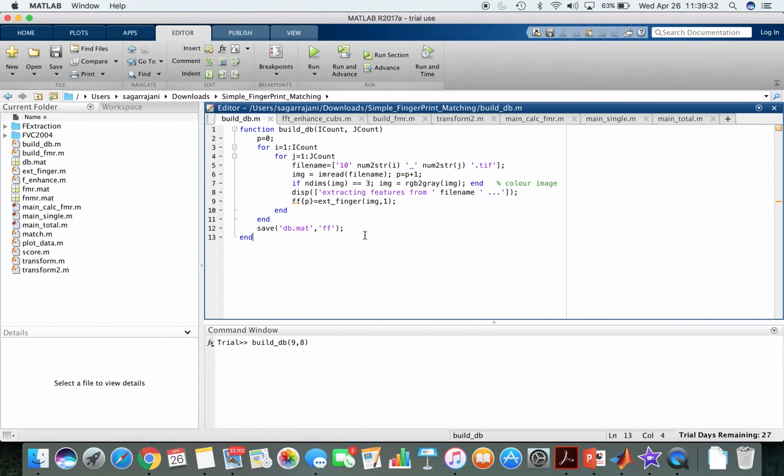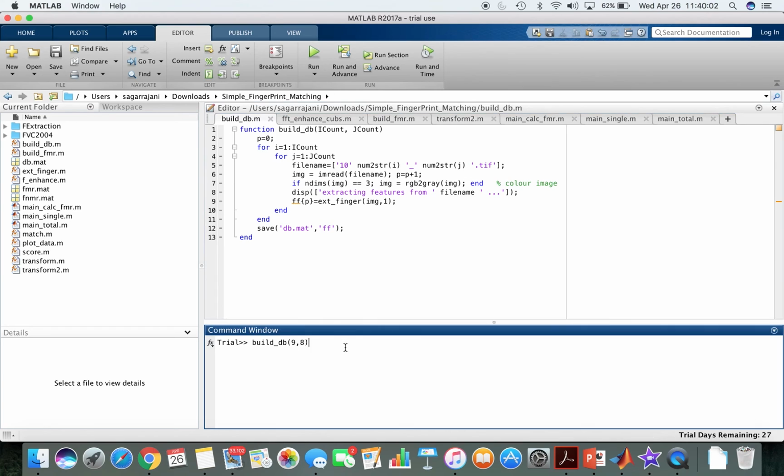In feature extraction, the first thing that happens is image enhancement. Under image enhancement, all the images are enhanced to look much clearer. Then there's image segmentation, where all the unnecessary things from the images are removed. The third thing is minutiae extraction. The minutiae that were in the image are extracted using an algorithm. So let's go ahead.